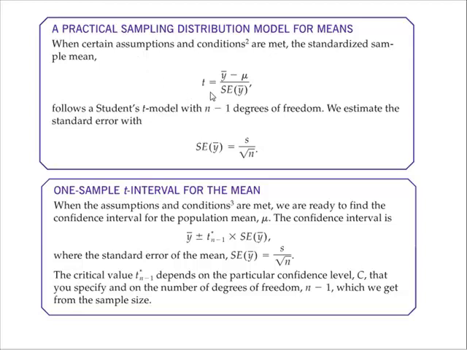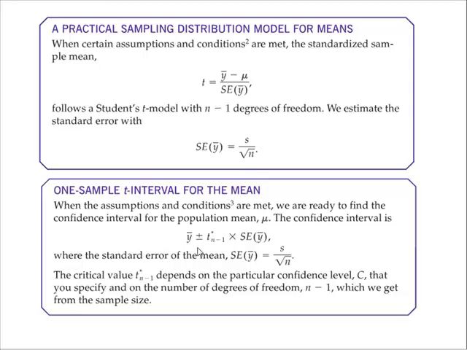So a practical sampling distribution model for means is this: when certain assumptions and conditions are met, the standardized sample mean, instead of a z, you have a t, which is the data value minus the mean divided by the standard error, follows a Student t model with n minus 1 degrees of freedom, and we estimate the standard error with the sample standard deviation divided by the square root of the sample size.